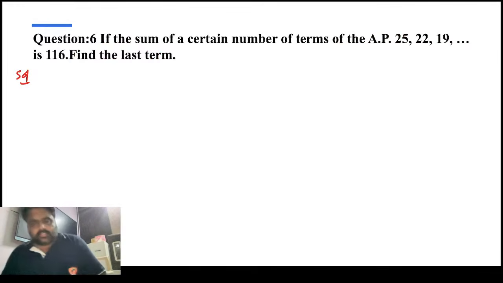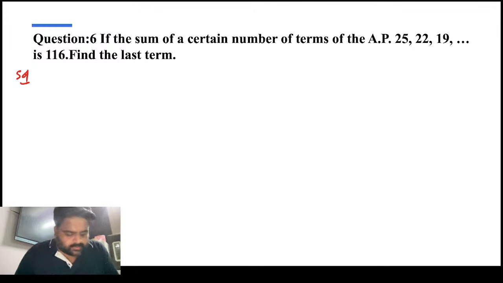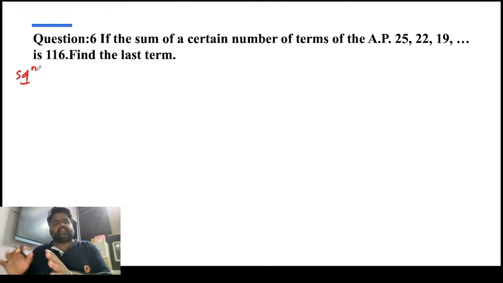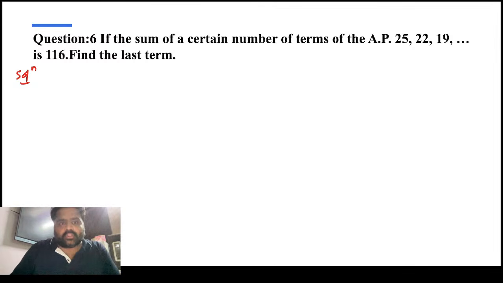चलिए, next question. If the sum of a certain number of terms is 116, there is an AP in which certain terms are there. The sum is 116. Now we need to calculate the last term. Now, on the board, if we are talking about the sum, the formula for the sum is n by 2 into 2a plus n minus 1 into d.